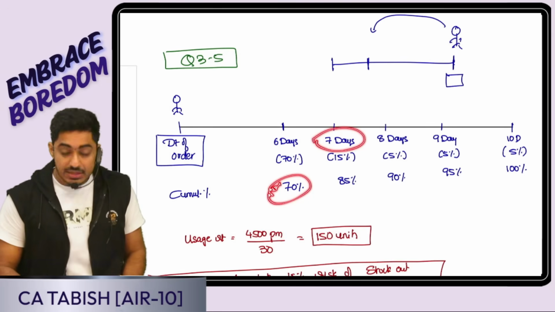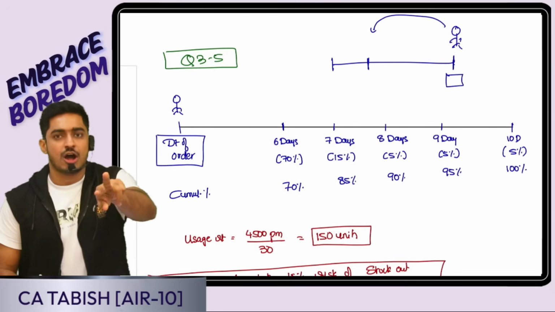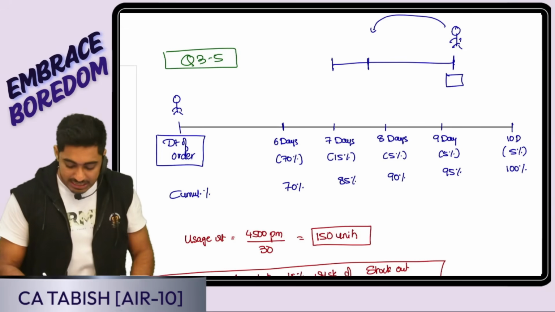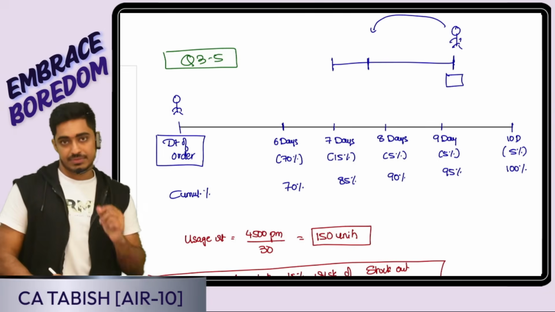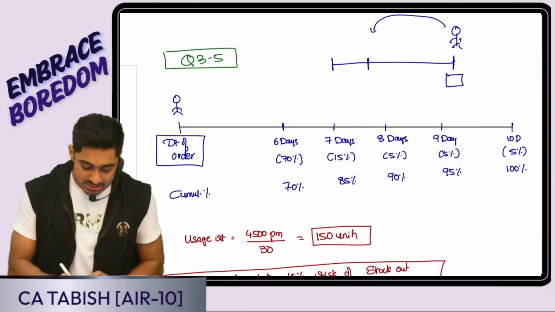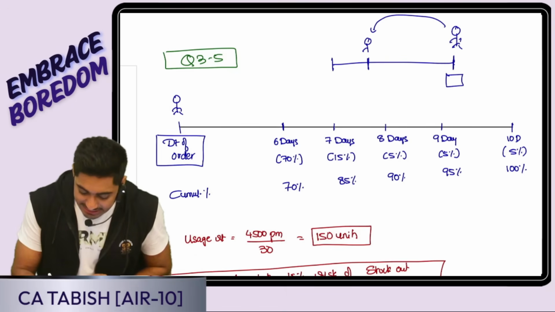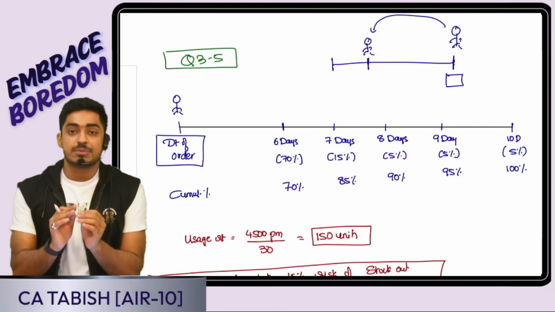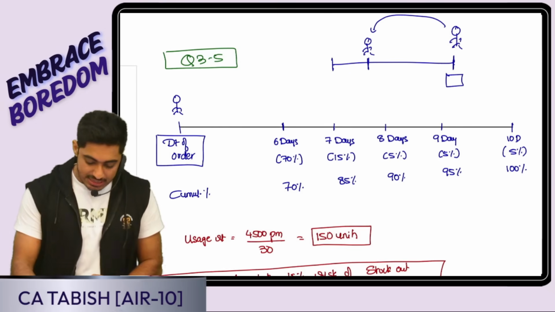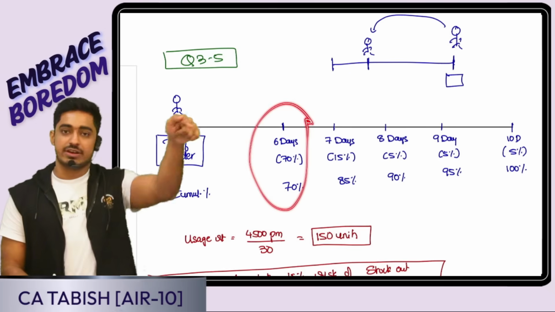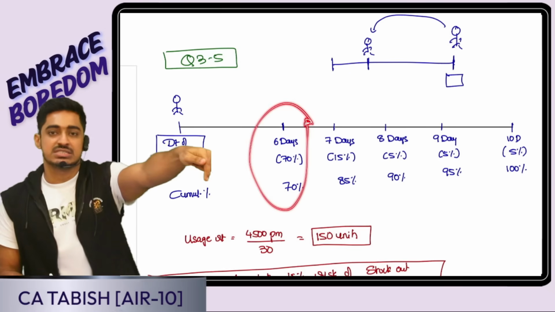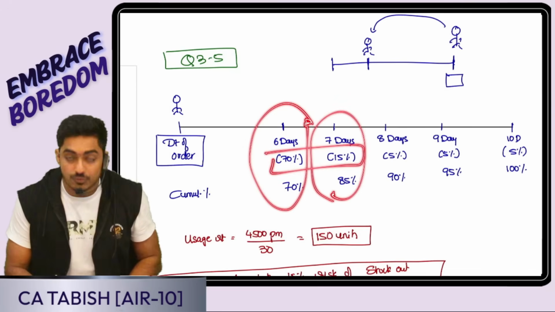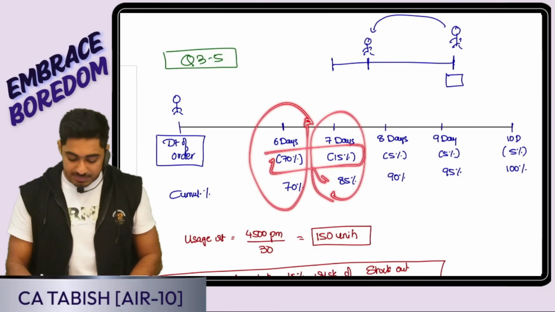I asked him, if you don't give me on the 6th day, how much percent chance is there that you give it to me on the 7th day? He told me that 15% chance is there. That means, students, you place an order 7 days before stock out. Pay attention, this is going to be very important. What is your cumulative probability? Either you will get it on the 6th day, 70% chance is there. If you don't get it on the 6th day, you will get it on the 7th day, 15% chance is there. That means your cumulative probability is 85%.